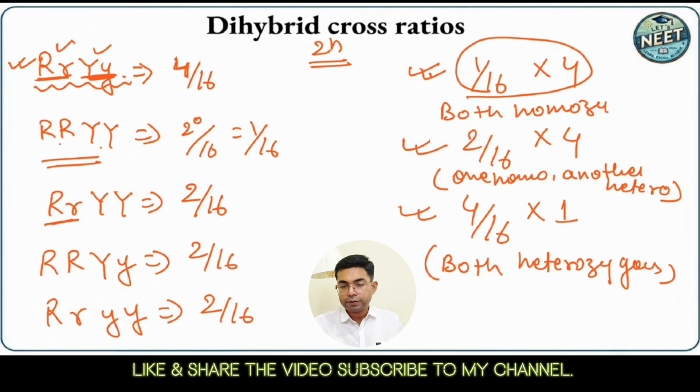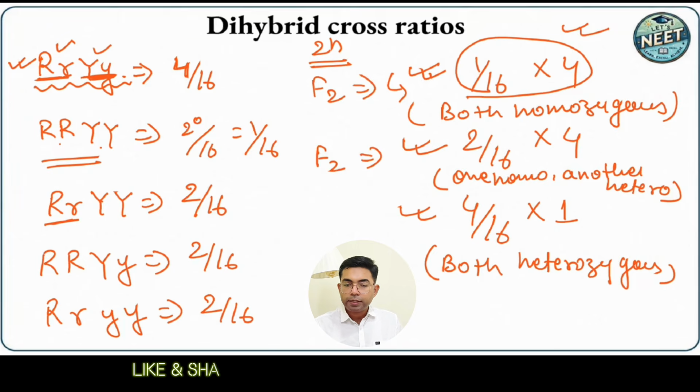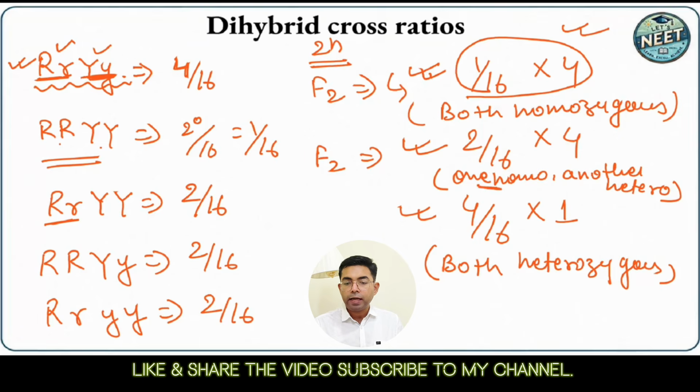So now on the basis of this, if the question is asked, in F2 generation, how many genotypes are both homozygous? You will see the answer will be 4 by 16. In F2 generation, how many are one homozygous, one heterozygous? So you will write 2 by 16 into 4, so it will be 1 by 2. Here also it will be both heterozygous, so 4 by 16.